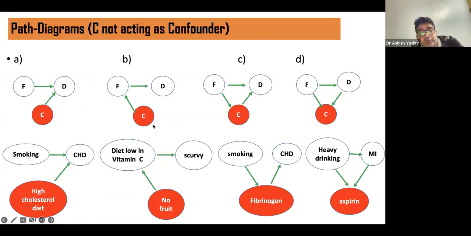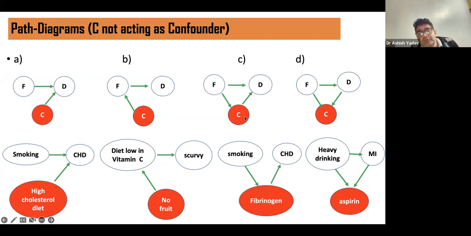Second example, for example, C is related to the risk factor F, but the confounder is not directly related to the disease. For example, no fruits may result in low vitamin C level, and because of low vitamin C level, you might have scurvy. But no fruit is not related to scurvy. So here, this third factor will not be considered as a confounding variable.